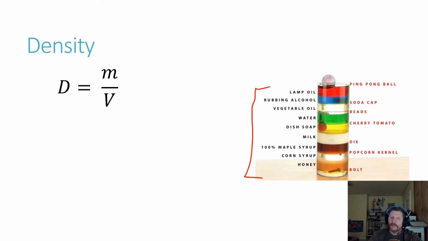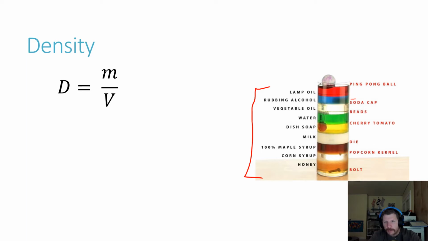So we've got a ping pong ball, lamp oil, rubbing alcohol, vegetable oil. Oh, a soda cap is in there. It looks like right there. We've got beads, not bees. If you've ever watched the TV show Arrested Development, well then I'll just say beads. If you've never watched that show, anyway, move on with your life.